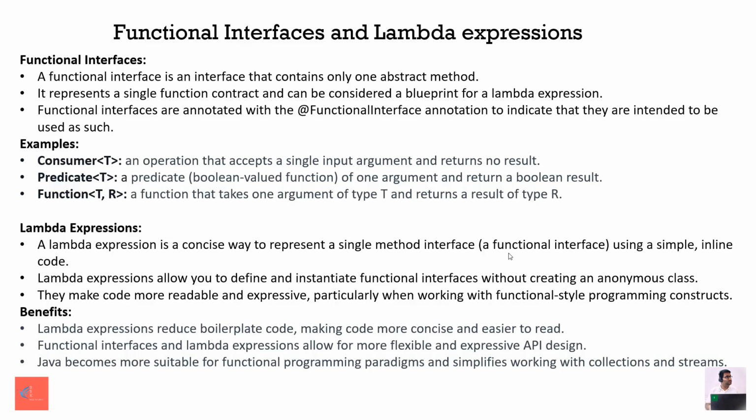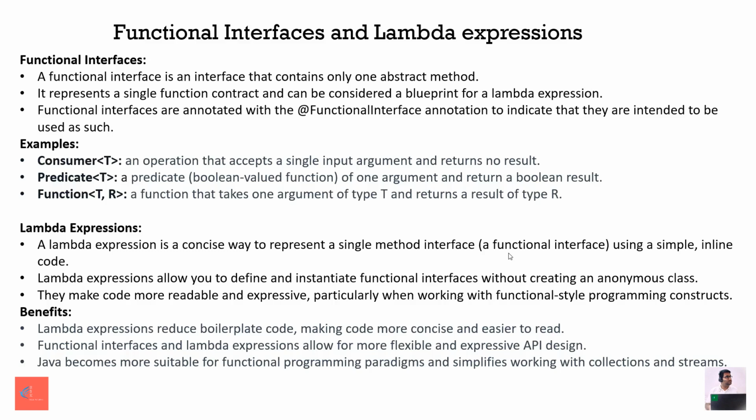A lambda expression is a concise way to represent a single method interface, that is a functional interface, by using simple inline code. Lambda expressions allow you to define and instantiate a functional interface without creating any anonymous class. They make code more readable and expressive, particularly when working with functional style programming constructs.